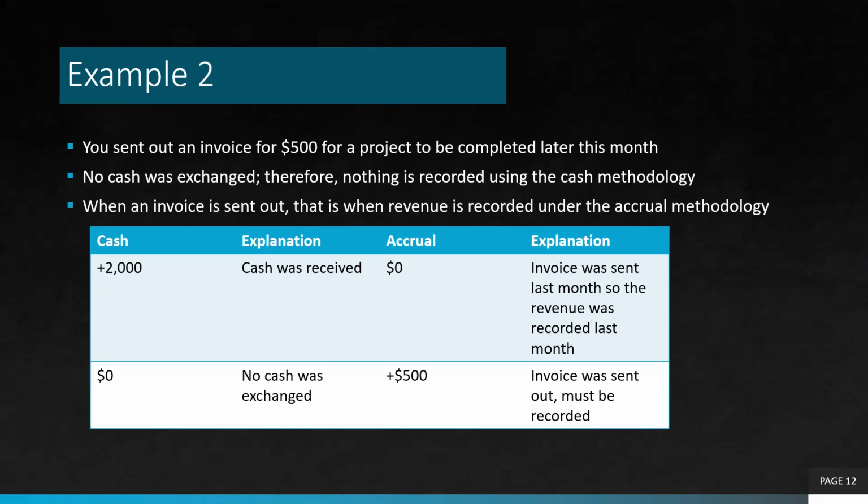Next step is you sent out an invoice for $500 for a project that's to be completed later this month. Remember, when you send out invoices under the accrual methodology, that's when the transaction is recorded. Under the cash methodology, you sent out the invoice, but you did not receive the cash yet. So you would record 0 under the cash methodology and 500 under the accrual methodology.